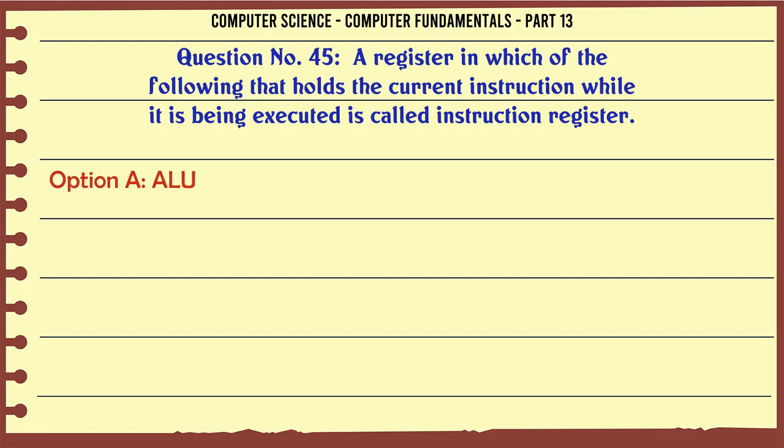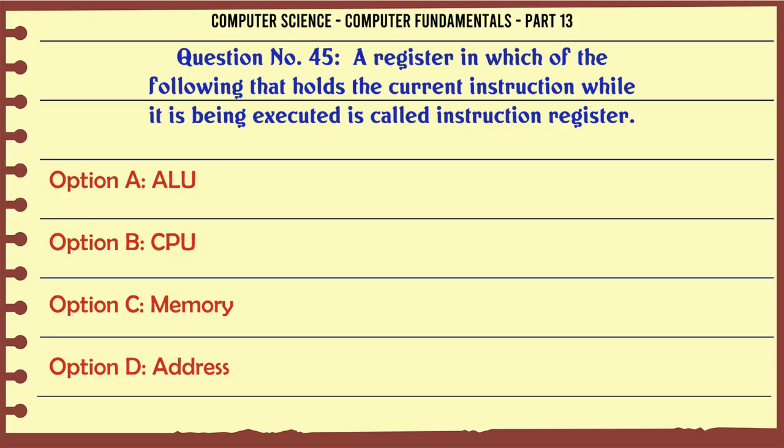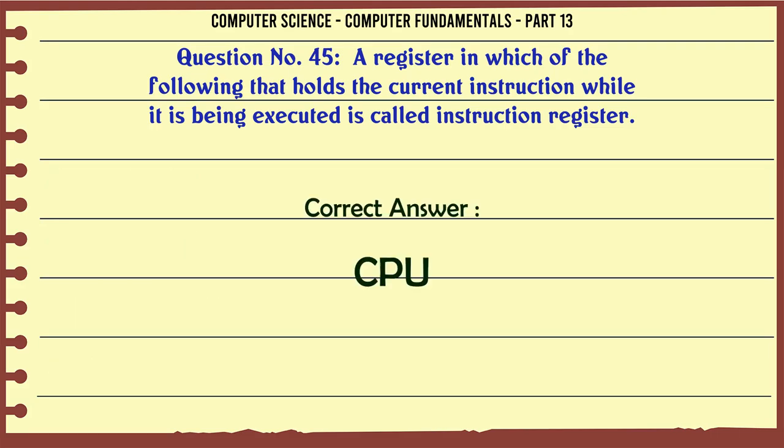A register that holds the current instruction while it is being executed is called the instruction register. In which of the following? A. ALU. B. CPU. C. Memory. D. Address. The correct answer is CPU.